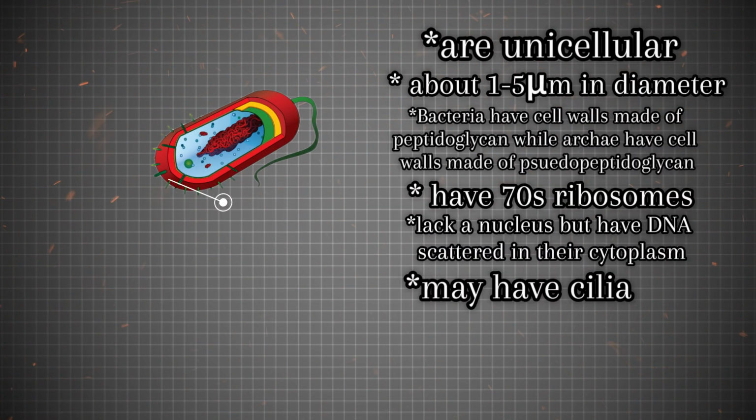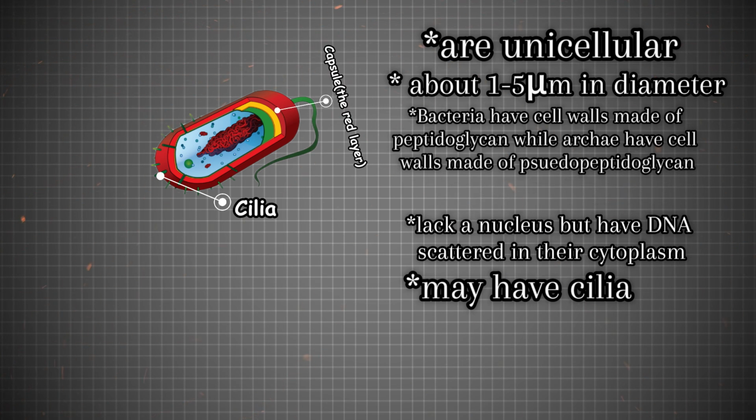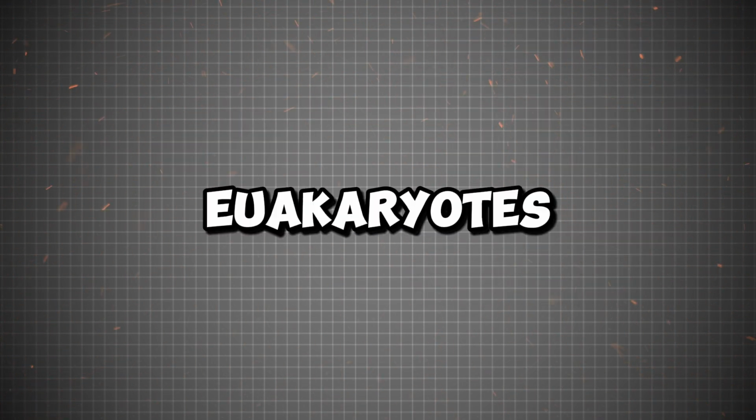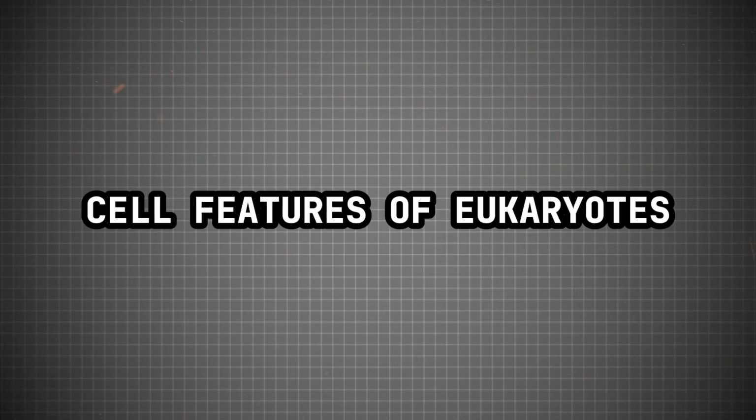Prokaryotes may or may not have cilia, which are hair-like projections on their surface that aid movement. They also may or may not have a protective layer called a capsule, which is made up of polysaccharides. Now, eukaryotes.